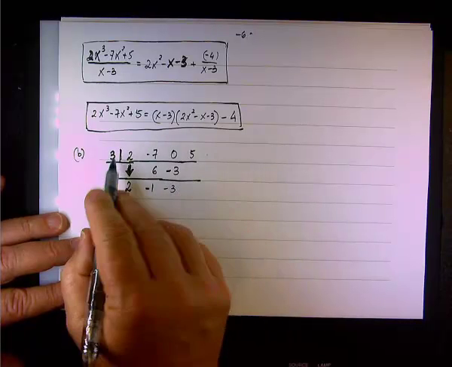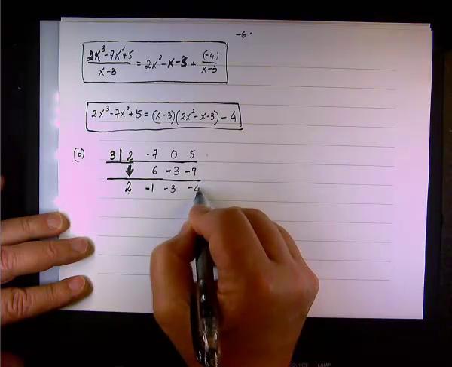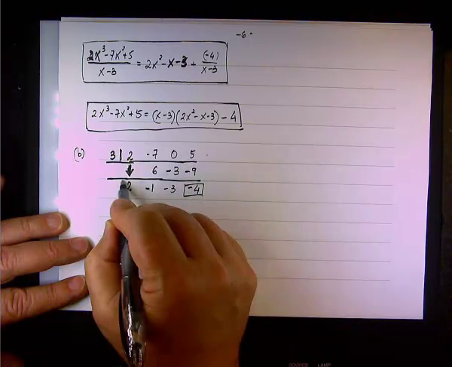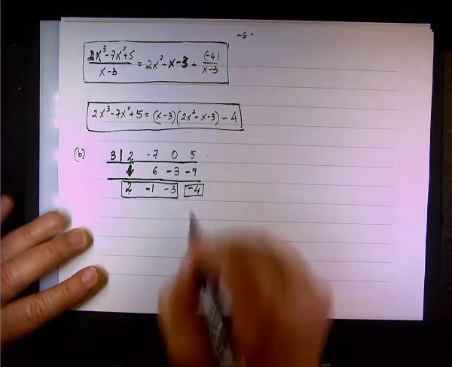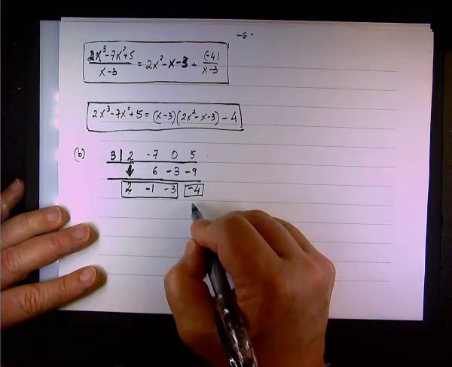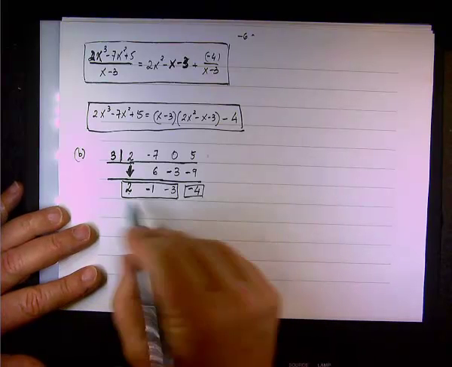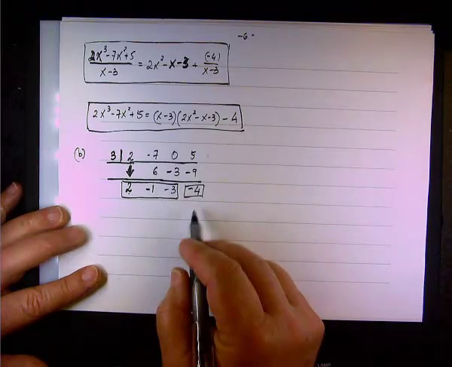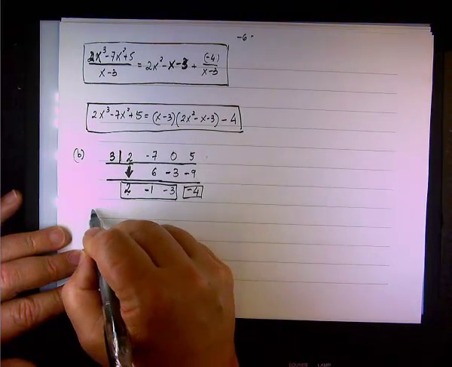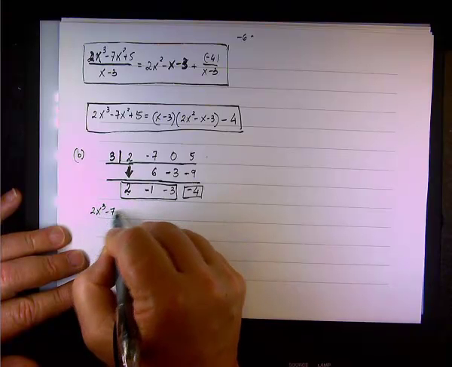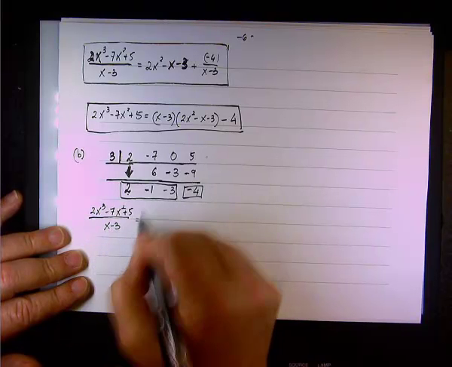Now I have negative 7 plus 6, well, that will be negative 1. 3 times negative 1 is negative 3, so I'll write negative 3 here. 0 and negative 3 is negative 3. 3 times negative 3 is negative 9. Write it here. 5 and negative 9 is negative 4. This is the remainder, and this is the coefficient of the result. The remainder is negative 4. The coefficients of the quotient are 2, negative 1, and negative 3.